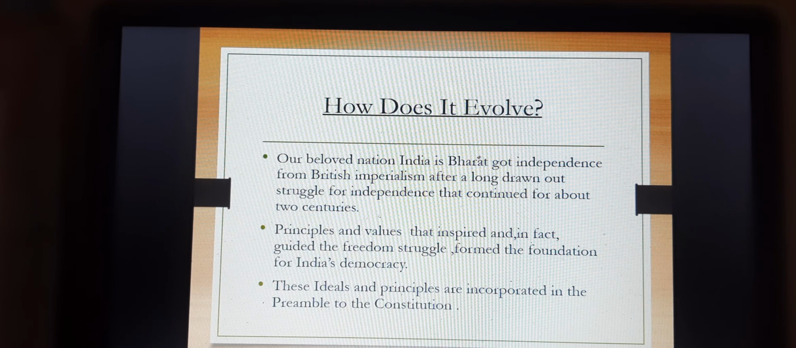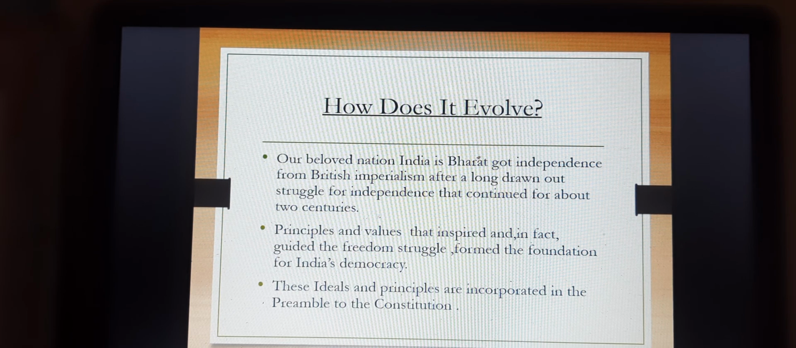Principles and values that inspired and guided the freedom struggle form the foundation of Indian democracy. So the principles on which we fought the first war of independence, or the freedom struggle, laid the foundation stone for India's democracy, or how India would be a democratic country. These ideals and principles are incorporated in the Preamble to the Constitution.